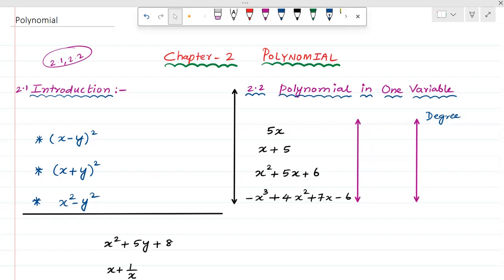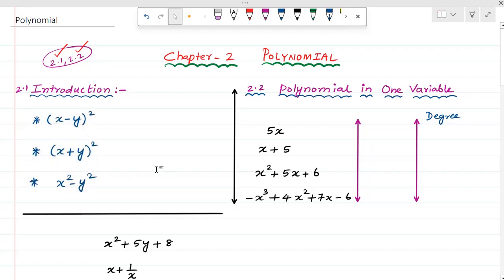In this video, we are going to discuss the class 9th chapter 2, polynomials. Particularly in this video, we are going to study 2.1 and 2.2. So before starting the polynomial, as we know the definition of this formula, this is the introduction.